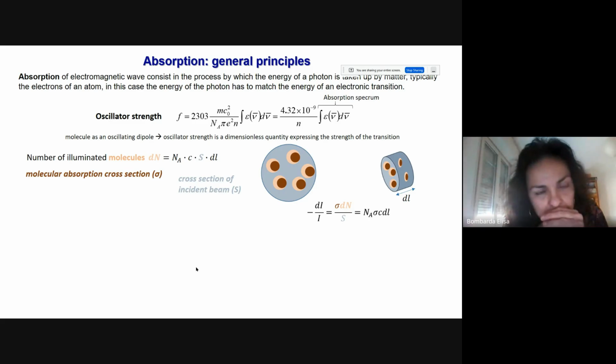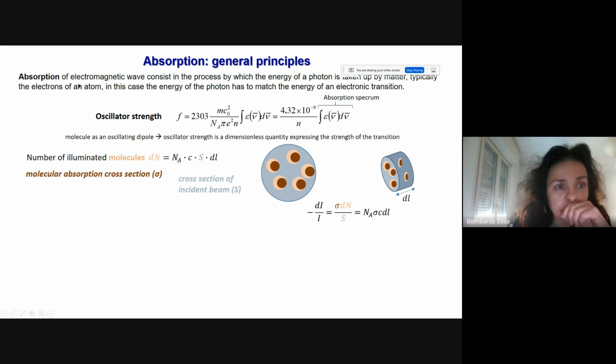Before speaking really about fluorescence, we have to speak about absorption, because there is no fluorescence without absorption. That is also a part of the quantitative analysis that we have to do. Absorption of an electromagnetic wave consists in the process by which the energy of a photon is taken up by matter, typically the electrons of an atom or a molecule, and of course it absorbs if the energy of the photon matches the energy of the electronic transition.